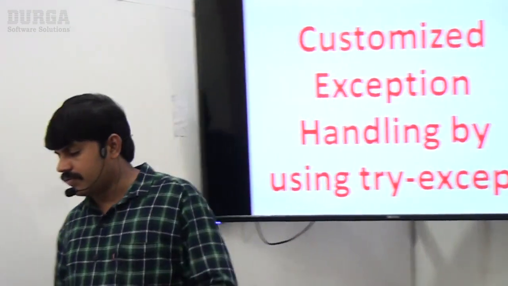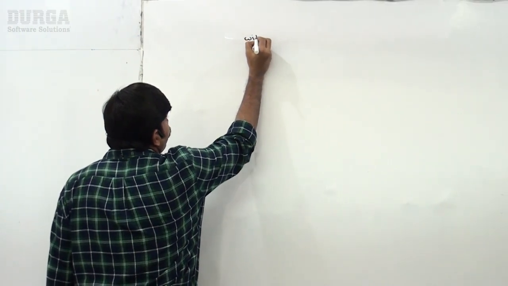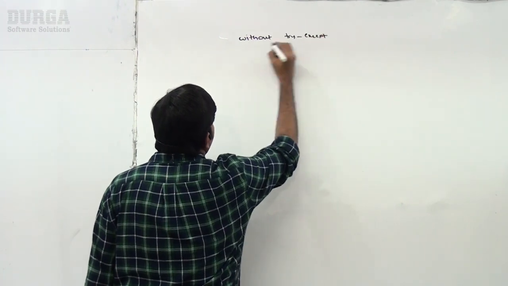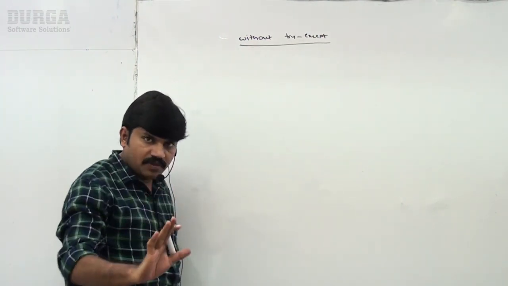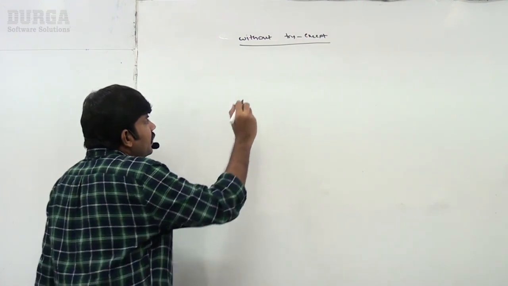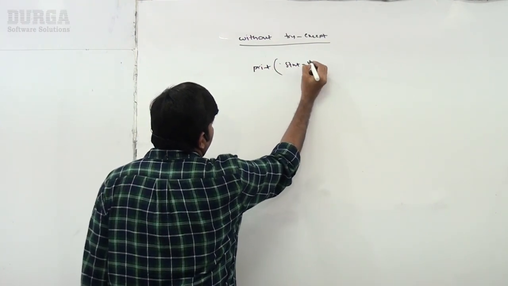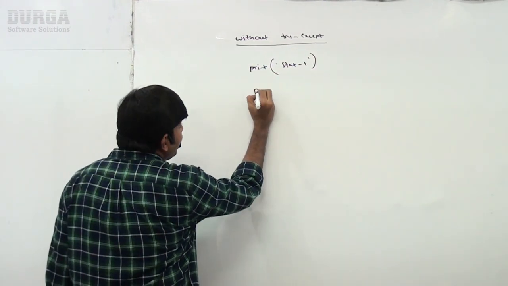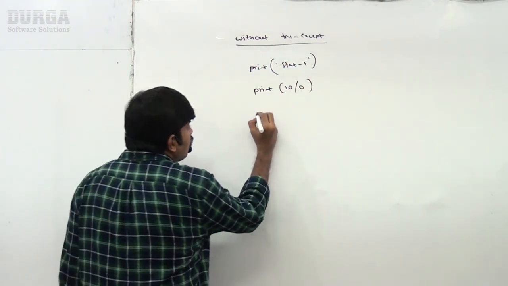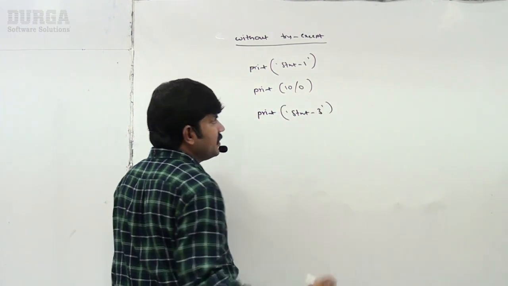How can we do it? Have a look once. I am taking a simple example. First, without try except. Then what is the flow? And with try except, what is the difference? Just for a basic idea. Here I am taking print of statement 1, print of 10 by 0, and next print of statement 3.